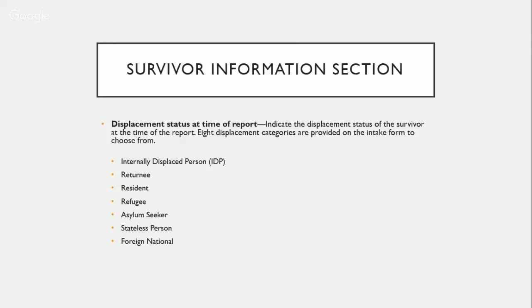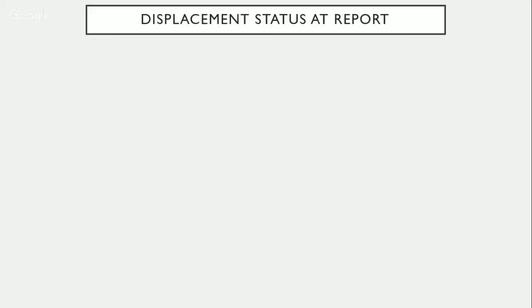Then we have the displacement status at time of report. This is where we indicate what the status of displacement of the survivor was at the time they came to see you, at the time they came to seek services. We'll go through each of these.